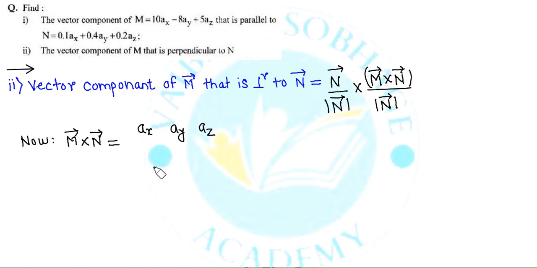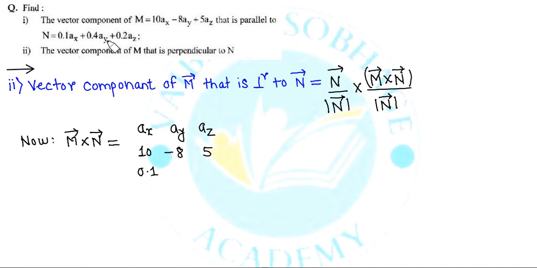Since it is expressed in terms of the Cartesian or rectangular coordinate system, we have the magnitude of vector m in the x direction, which is 10, then the magnitude of m in the y direction, that is -8, and the magnitude of vector m in the az direction, that is 5. Then we have the magnitude of vector n along x, which is 0.1.